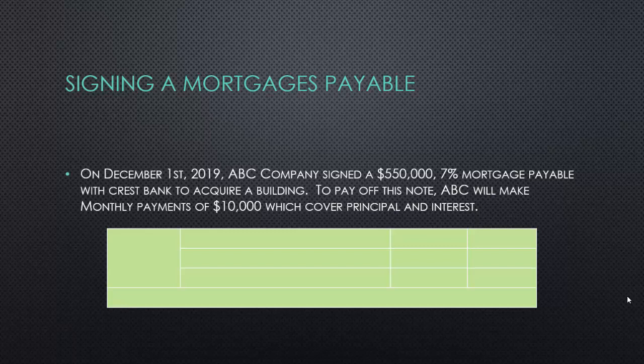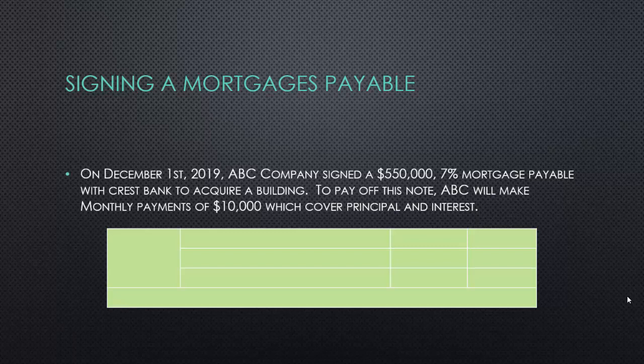This is a much more standard method of paying off debt, where they give you a fixed amount that you have to pay each month, and a portion of what you pay each month goes towards principal, and a portion of what you pay each month goes towards interest. What we need to do is figure out what portion of the $10,000 when we pay is going towards principal and is going towards interest.